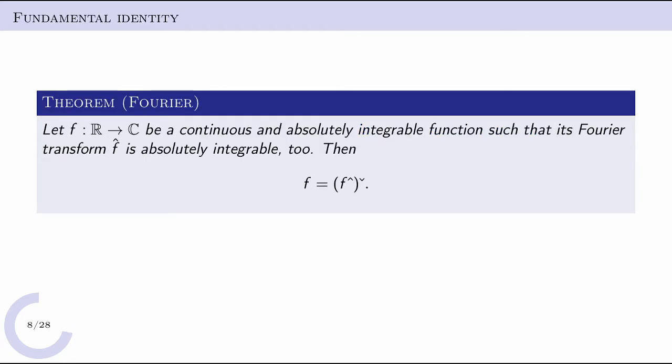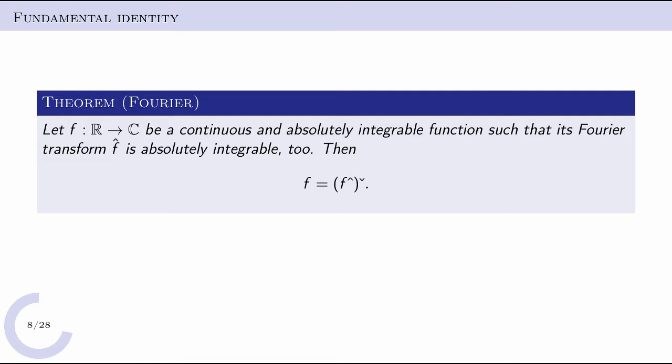The most important identity concerning the Fourier transform is the theorem by Fourier himself, which says that if we have a function which is continuous and, well, let's say nice enough, there are a couple of possible sufficient conditions that we can put here. For the purpose of this lecture, I assume that f is absolutely integrable. So f is continuous and absolutely integrable, meaning it's integrable when we take the absolute value of f, and its Fourier transform is absolutely integrable too.